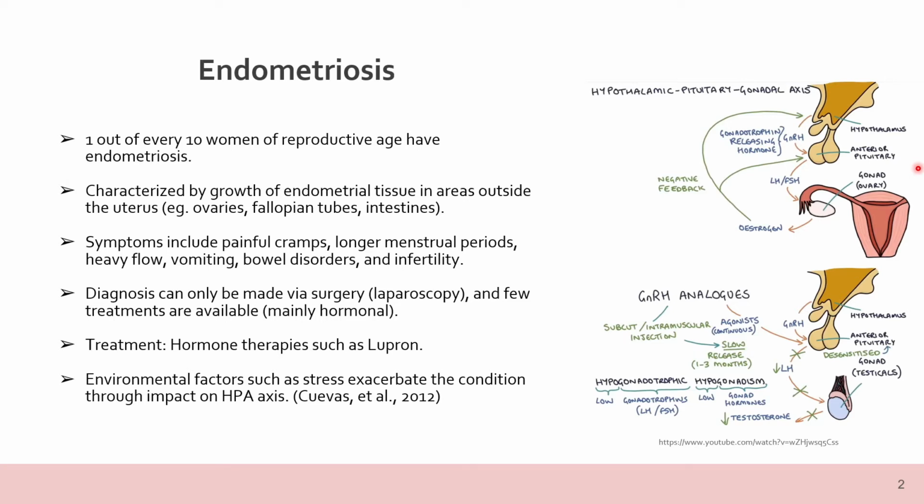For example, Lupron. Lupron works by cutting gonadotropin-releasing hormone secretion by a negative feedback mechanism, as shown in this diagram. This inhibits the production of sex hormones that can exacerbate the effects of endometriosis. It is known that environmental factors, such as stress, can worsen endometriosis by a direct impact on the HPA axis.